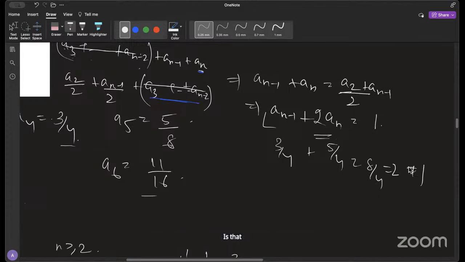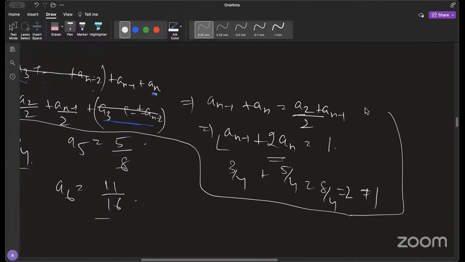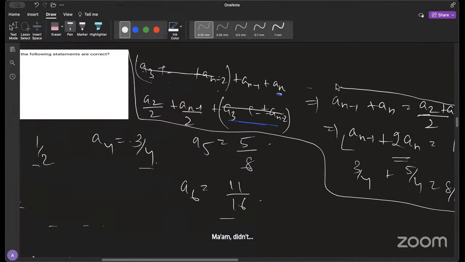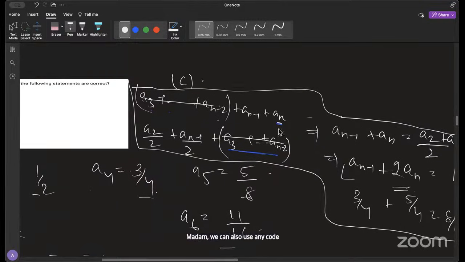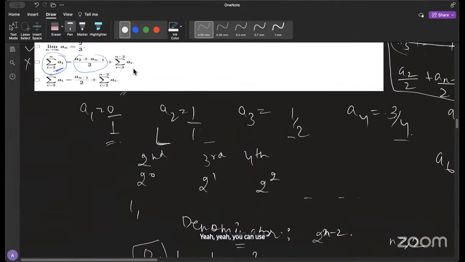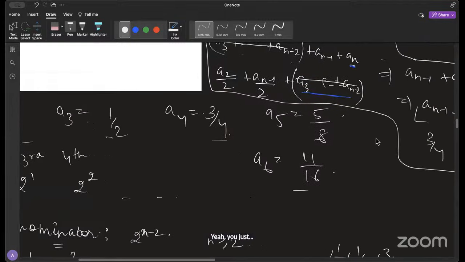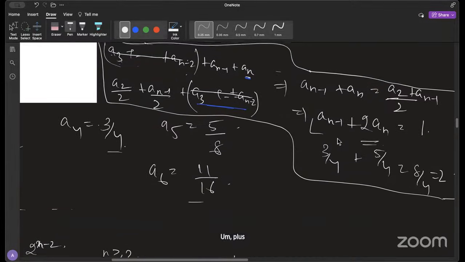Is that okay? Ma'am, entire thing for option C. Yes. Madam, we can also use n equal to, let's say, 4 directly in the option 3, right? Like, yeah, you can use it directly here. Ma'am, why did you equate it? AN minus 1 plus AN is equal to A2 plus AN minus 1 upon 2?